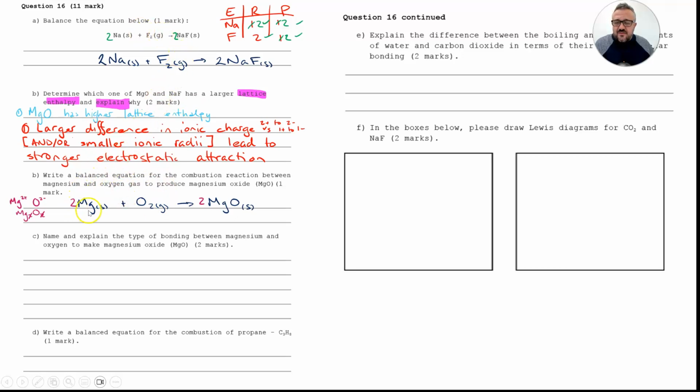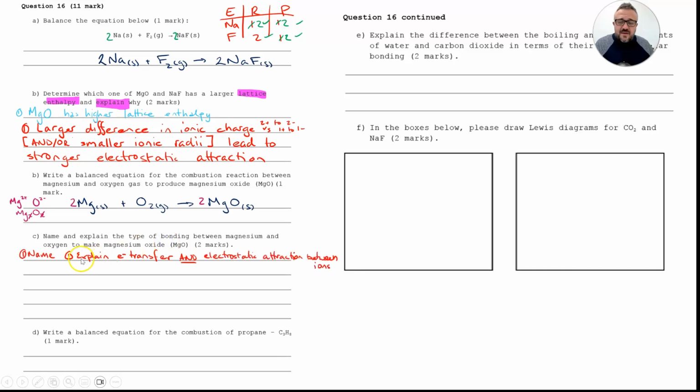I just wanted to make sure with our students, we've been finding, sometimes combustion can be tricky when moving between organics or inorganics, and I just wanted to make sure they had that down when we're talking about combustion there. Okay, so name and explain the type of bonding between magnesium and oxygen to make magnesium oxide.